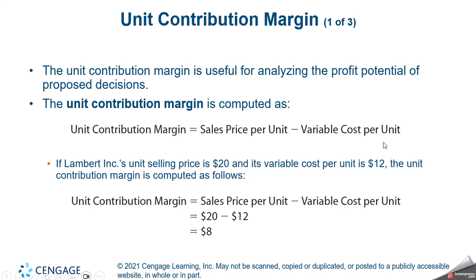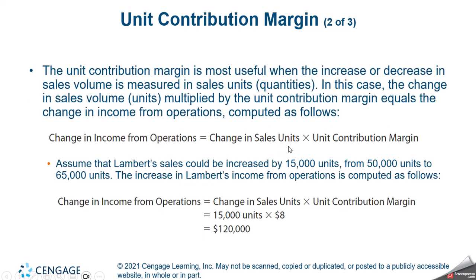And then those were the full dollar amounts. Sometimes we'll have it on a per unit basis. So what's our selling price per unit minus our variable cost per unit? Then we have a unit contribution margin. So for every unit that we sell, we're making $8 that will help us cover our fixed expenses and then eventually provide us with profit.